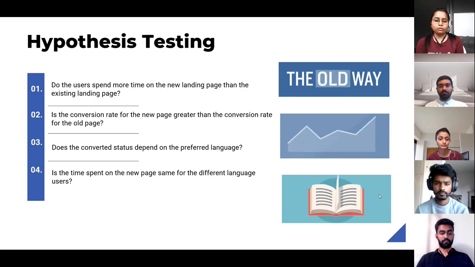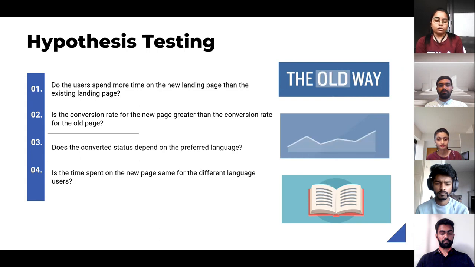Also, we have calculated the p-value, which was quite a bit higher than the significance level that was kept at 5%. So we cannot reject the null hypothesis, and we cannot say that converted status depends on the preferred language.